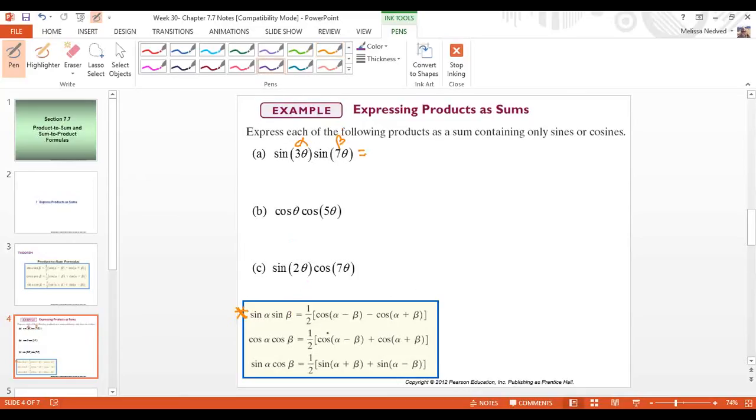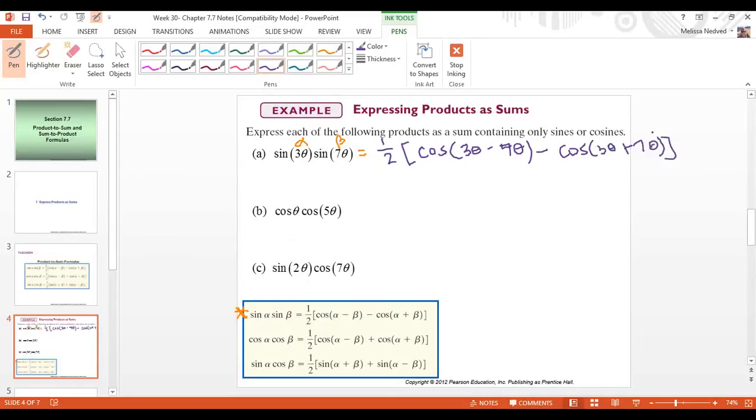Now you can see the right-hand side here. This is much longer. So it's unlike a lot of identities where normally we're working towards something that's a little bit easier to read. And again, we're not going to have to go as far as actually reducing this. We're just going to leave it as is. So I'm going to implement my 1/2 outside, my square bracket. Then I've got cosine alpha minus beta. Alpha is 3 theta minus beta is 7 theta. And parenthesis, minus cosine alpha plus beta. So 3 theta plus 7 theta.